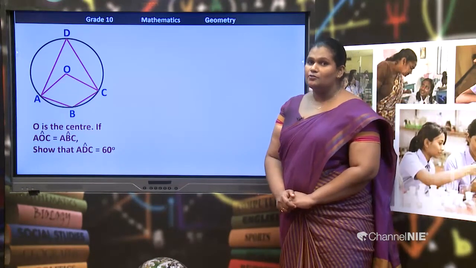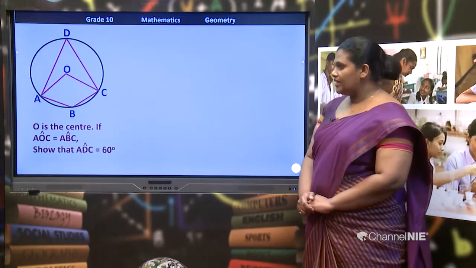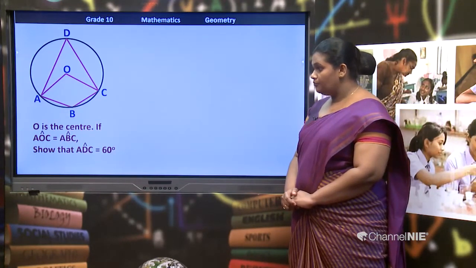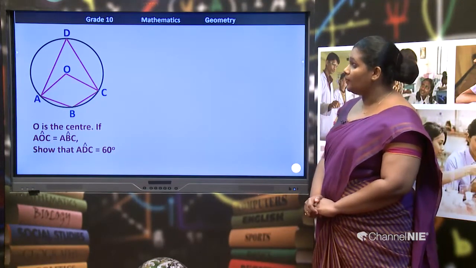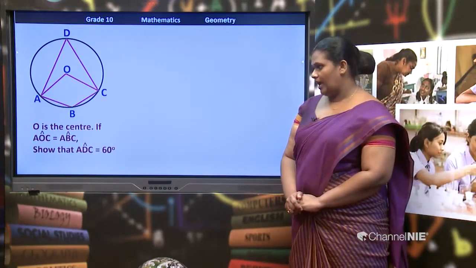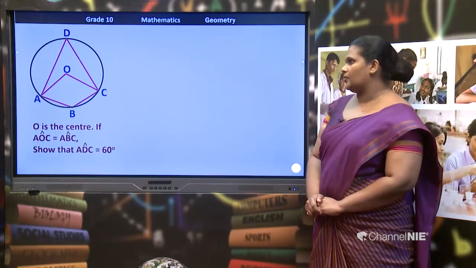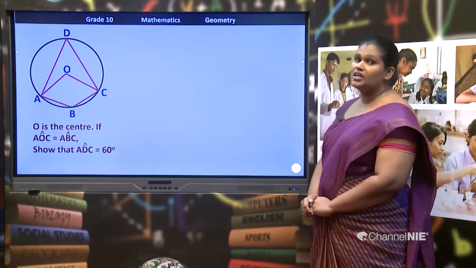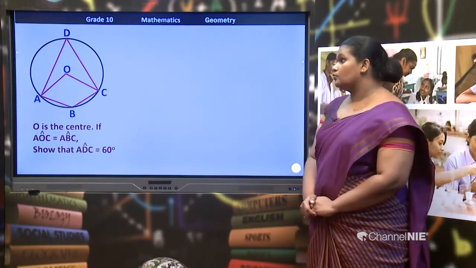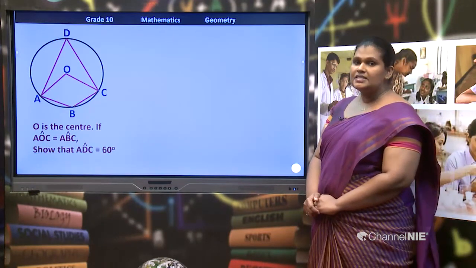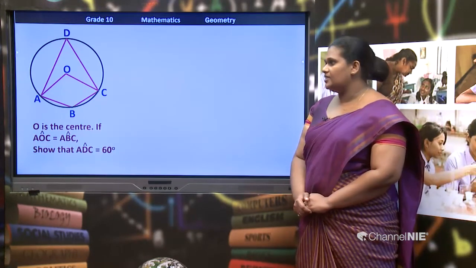Now, this is my first question related to proofs. O is the center. If angle AOC is equal to angle ABC, show that angle ADC is equal to 60 degrees. Right. Here in the figure we can see a circle with center O, and 4 points are marked on the circumference of the circle. Those are A, B, C and D.